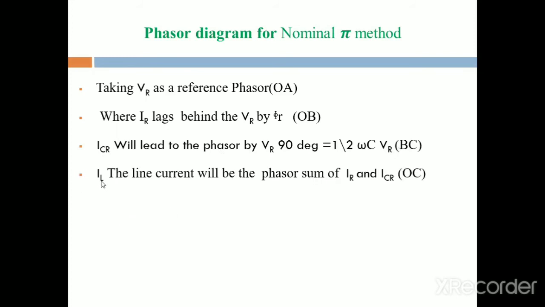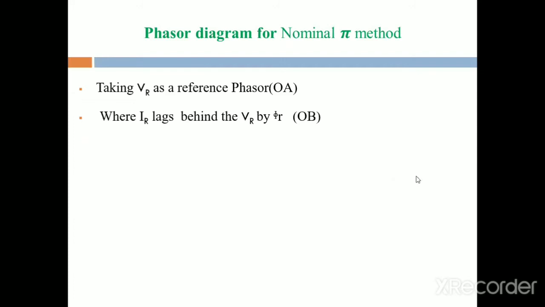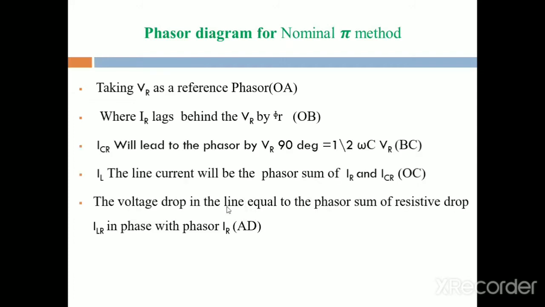Next one is the IL. The line current IL will be the phasor sum of IR and ICR, by observing the phasor diagram and also the equivalent circuit diagram. That is represented by OC.